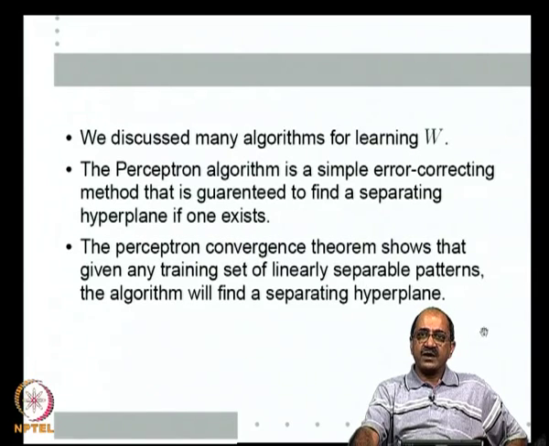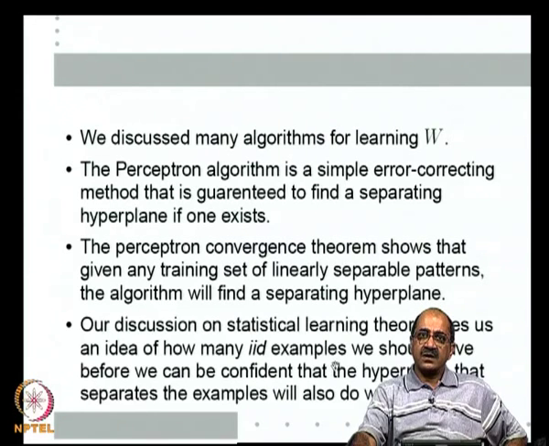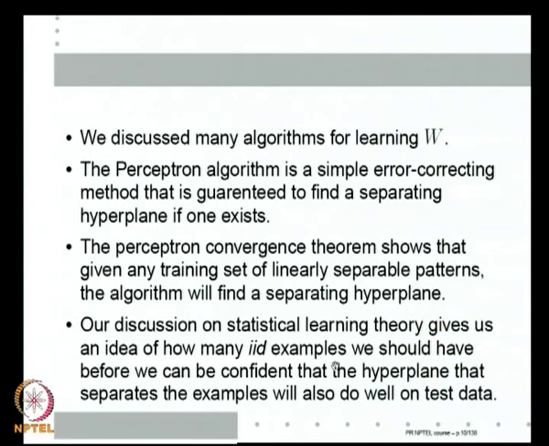Obviously, if you give very few examples, I may learn a separating hyperplane that separates the examples, but may not separate the pattern classes. So, the statistical learning theory that we have studied tells us how many IID examples we should have before we can be confident that the hyperplane that separates the examples will also do well on test data. For example, in this particular case, we know the family of hyperplanes in R^d, the d-dimensional Euclidean space, has VC dimension d plus 1.